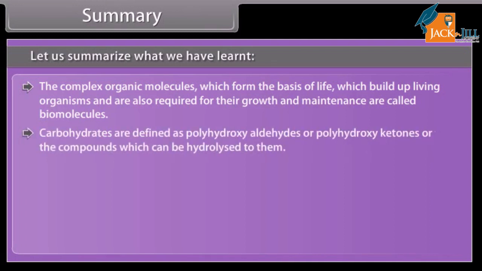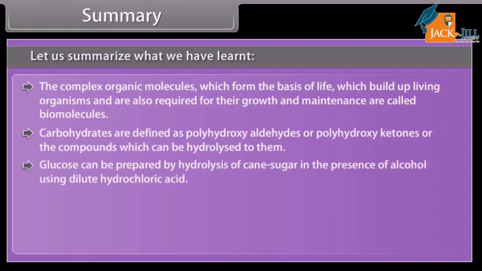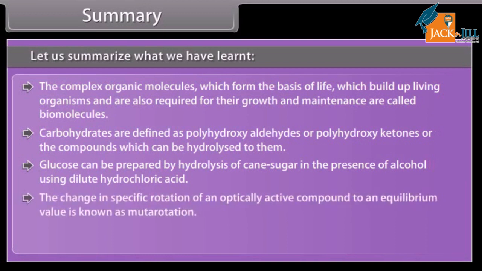Carbohydrates are defined as polyhydroxyaldehydes or polyhydroxyketones, or the compounds which can be hydrolyzed to them. Glucose can be prepared by hydrolysis of cane sugar in the presence of alcohol using dilute hydrochloric acid. The change in specific rotation of an optically active compound to an equilibrium value is known as mutarotation.